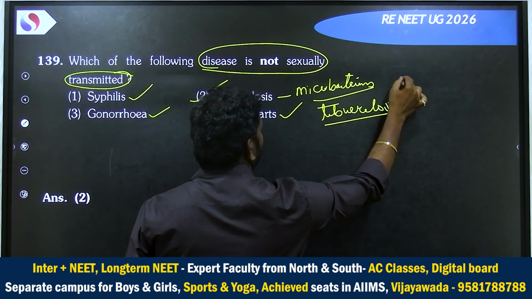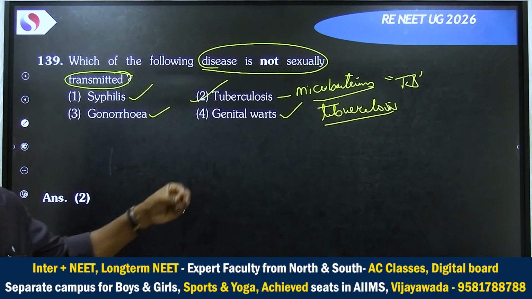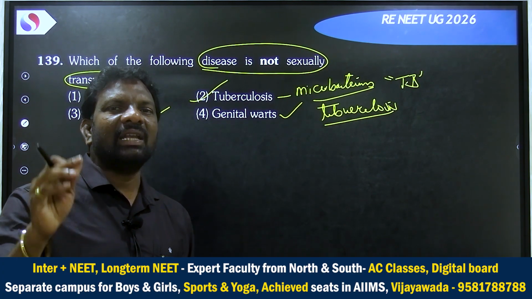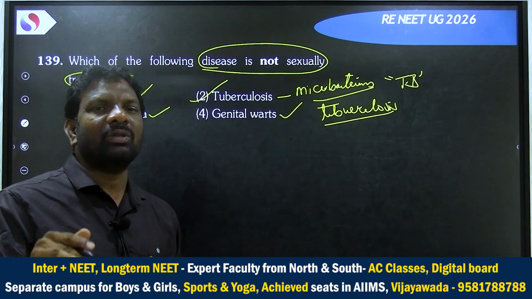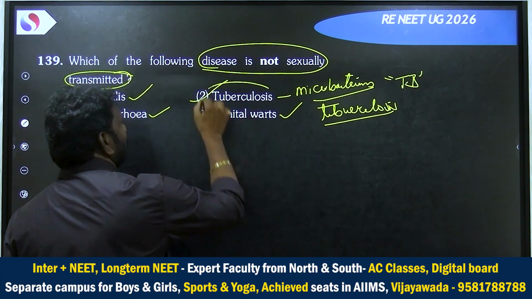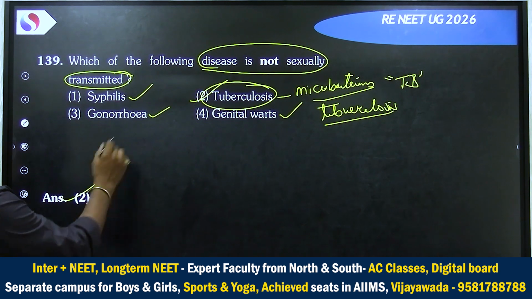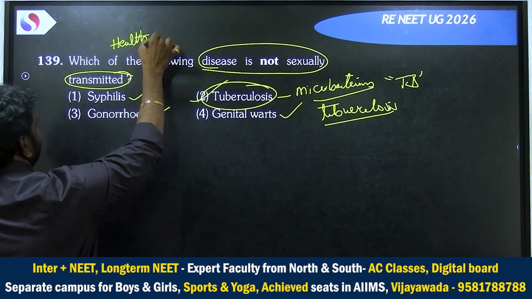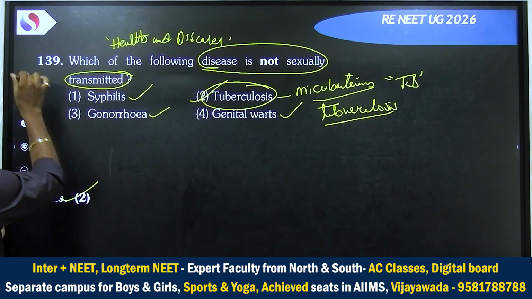Mycobacterium tuberculosis, in short form, is called TB. TB is not a sexually transmitted disease. But if any person is suffering from AIDS, after 5 years they enter into the AIDS stage and they suffer from tuberculosis. So related to this question, the correct option is the second option, guys. This question is related to health and disease.